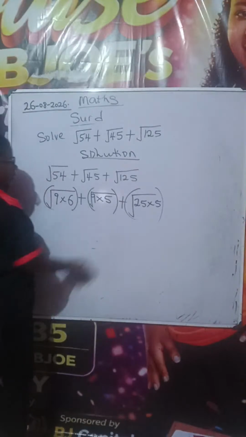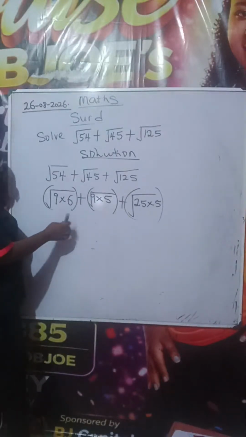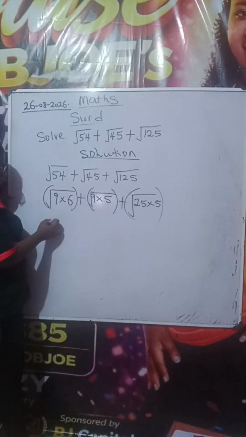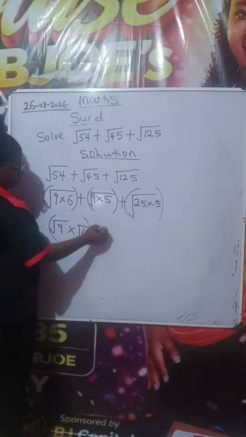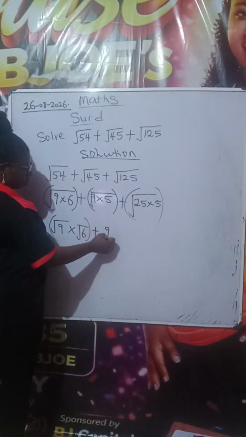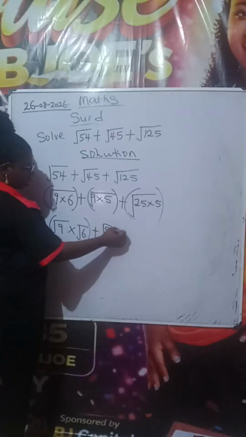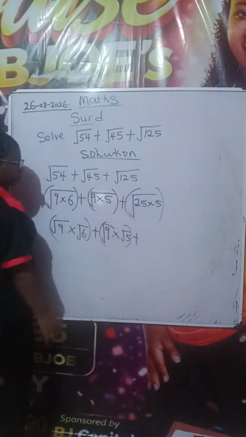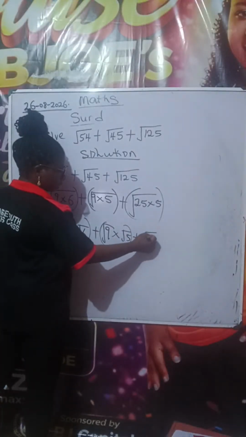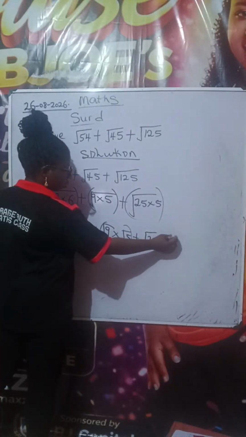Now what's next? So we have, separate it. Root 9 times root 6 plus root 9 times root 5 plus, separate this one again, root 25 times root 5.